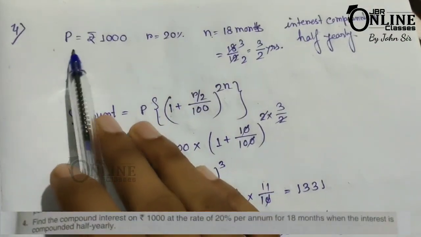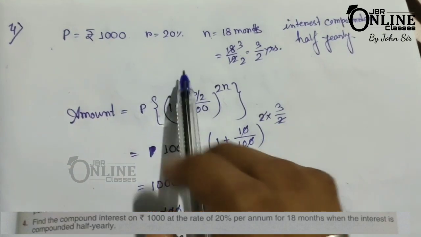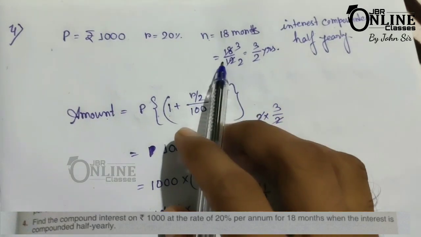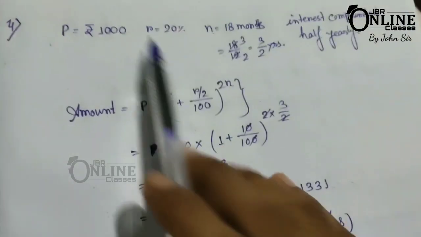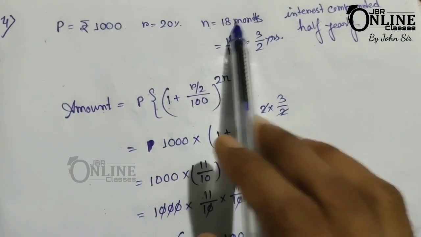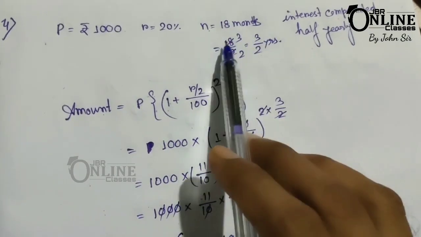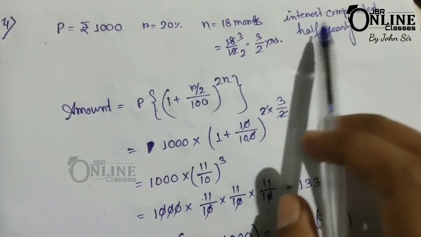Here sum number 4. Find the compound interest on rupees 1000 at the rate of 20% per annum for 18 months when the interest is compounded half yearly. So here principal equals 1000, rate equals 20% and N equals 18 months. Convert this 18 months into years and that will be 3 by 2 years. Now you have to find the interest compounded half yearly.